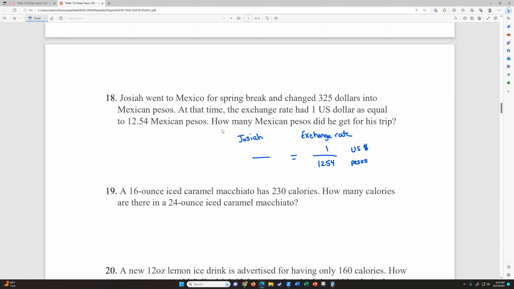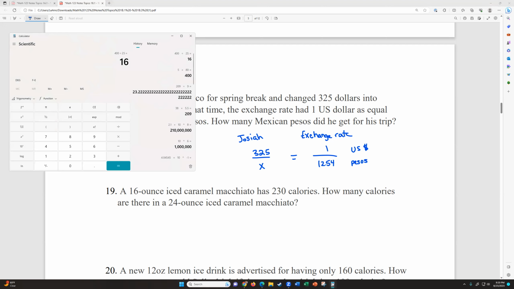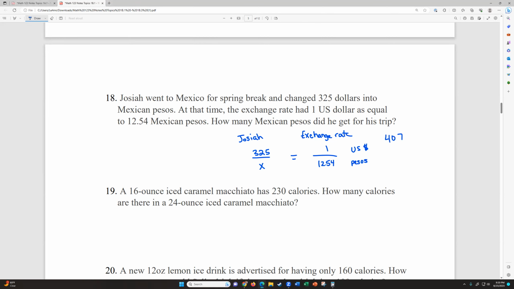And Josiah came in with 325 US dollars. So we want to know how many pesos he's going to walk away with. So we'll cross multiply 325 times 12.54. 325 times 12.54 is 4,075.5 equal to 1 times x. So notice this is already solved. We don't need to divide since there's a 1 in front of our x.